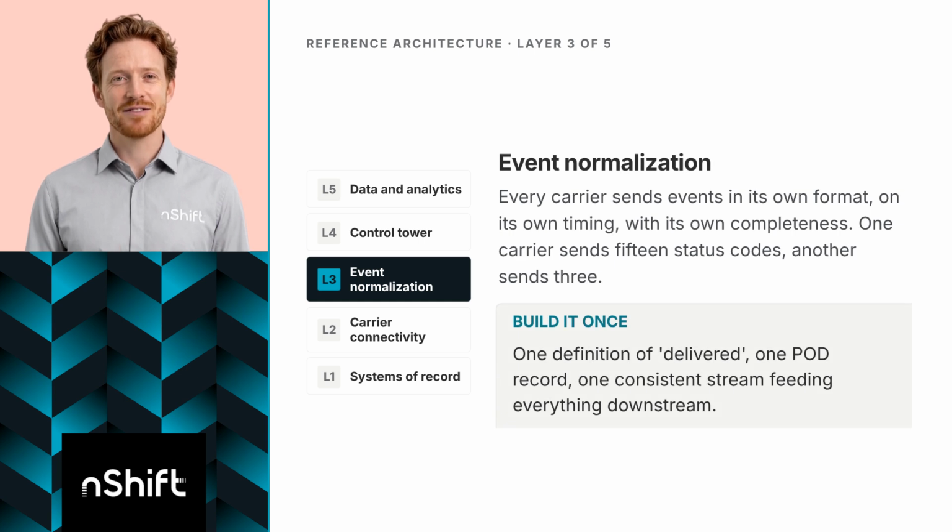Layer 3 is event normalization. Every carrier sends tracking and POD events in its own format, on its own timing, with its own completeness. One carrier sends 15 status codes, another sends 3. Without a normalization layer, every downstream system has to handle every carrier's quirks independently. Build it once, and you get one definition of delivered, one POD record, one consistent stream feeding everything downstream.